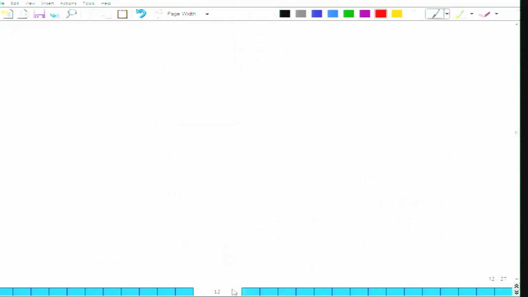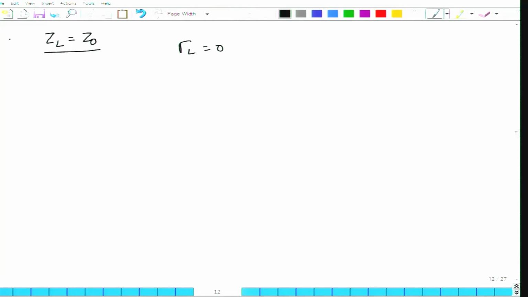What is the travelling wave? Let me go back to the situation where I consider ZL is equal to Z0. This is a very special case of termination where the load is terminated in the characteristic impedance of the transmission line. When I do that, what will happen to gamma L? Well, gamma L is ZL minus Z0 over ZL plus Z0. Since ZL is equal to Z0, gamma L will be equal to 0. This is the third case we are considering.